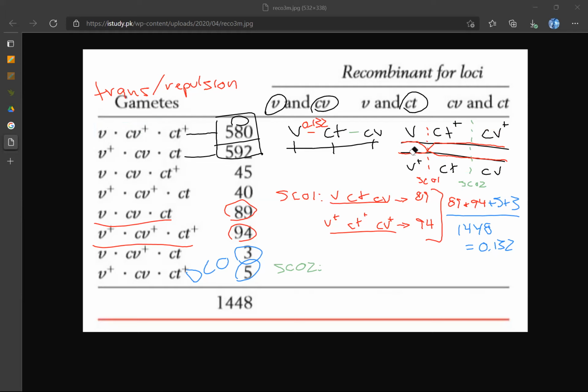Okay. So we had that crossing over, and now let's consider the second locus. So we can follow our cross. We had this, which is V CT plus CV. We also had V plus CT CV plus.